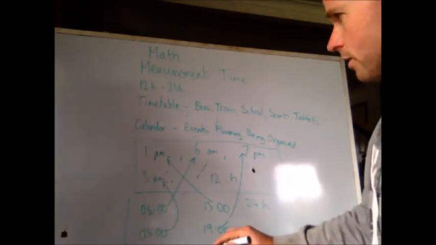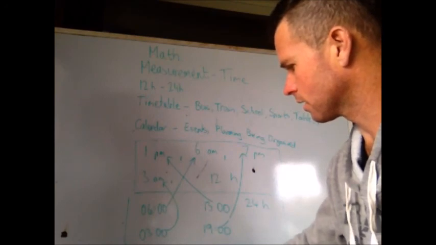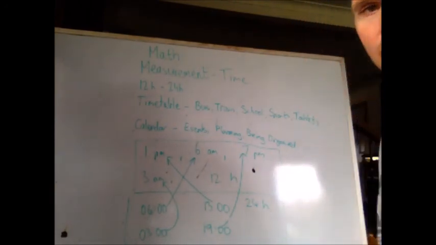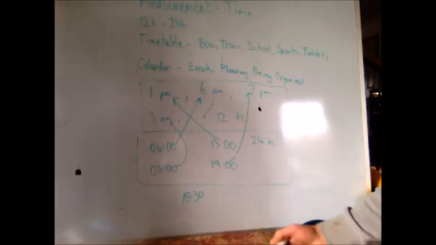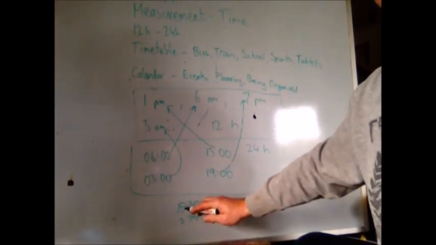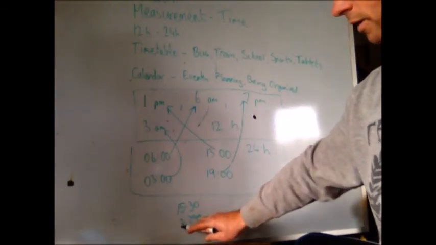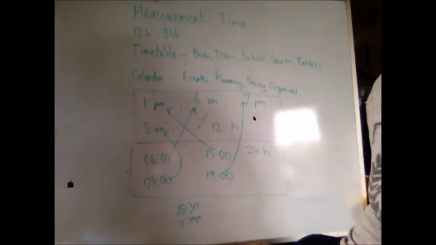Once again, we'll just have a quick one to keep going. So 15:30. Okay. So 15:30 I've written down there. So 15:30. What we're going to do, we're going to take away 12. So, alright, so we've got 15, take away 12 is 3, and then we leave the 30 as it is. So that would be 3:30 p.m.